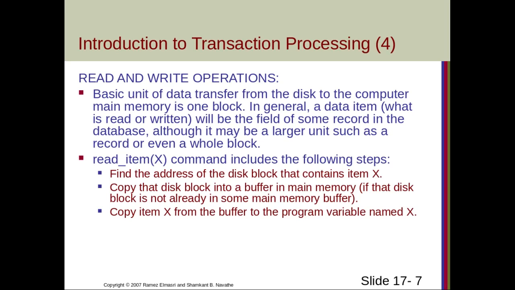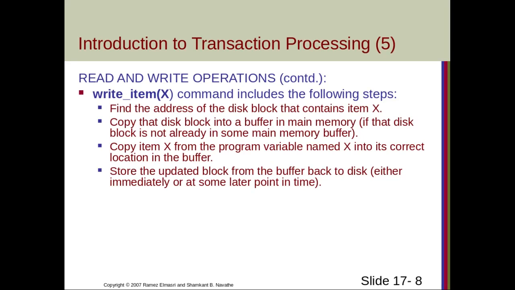Copy that disk block into a buffer. That means you are going to reserve a portion of the main memory for bringing in the secondary storage block. It is read into the primary memory, and from that primary memory you are going to read that item. Reading from secondary storage to primary storage is done as a block. Copy item X from the buffer to the program variable named X.